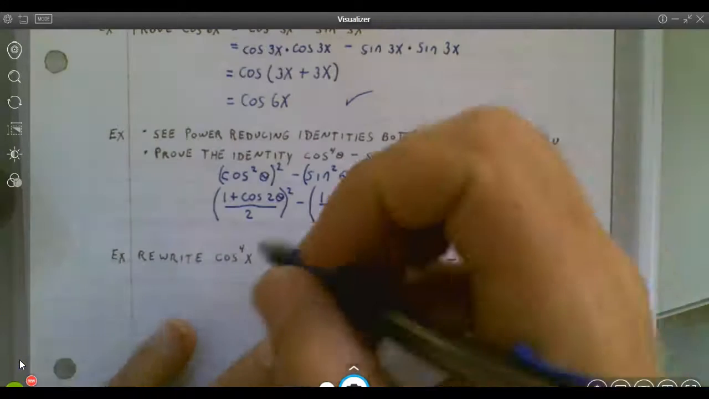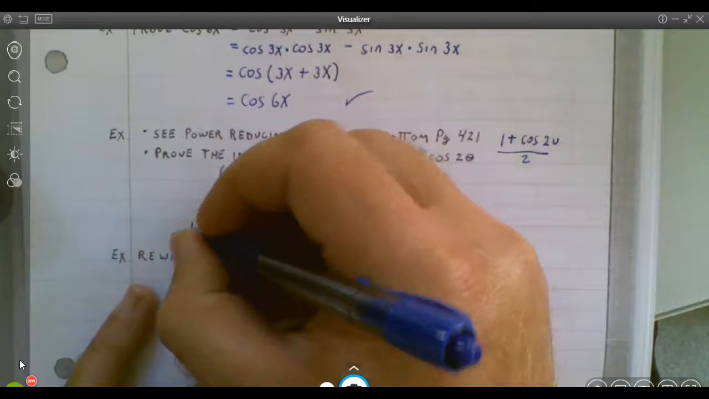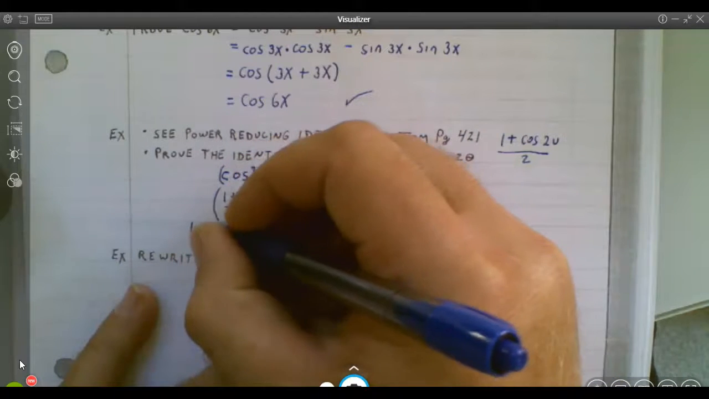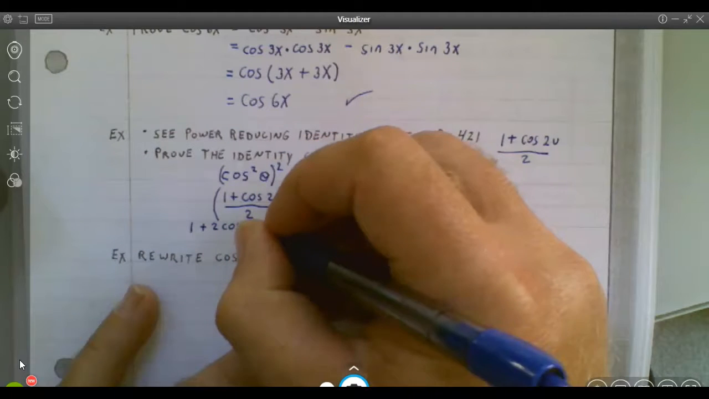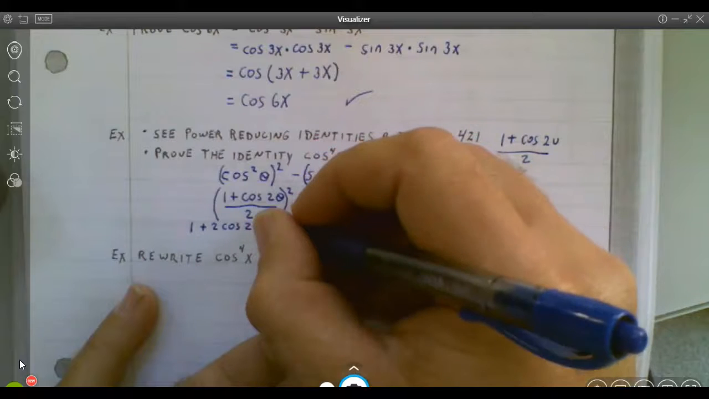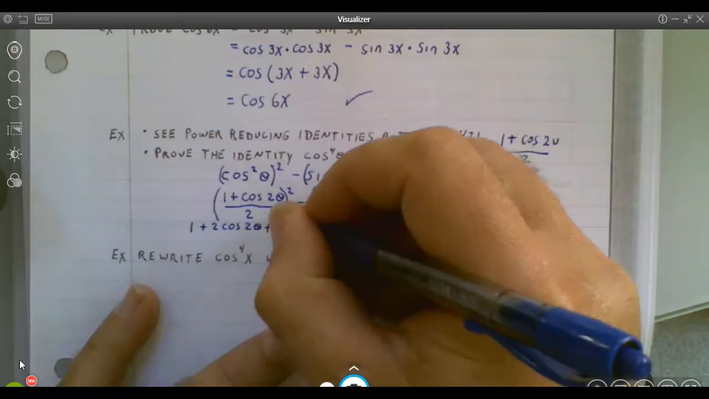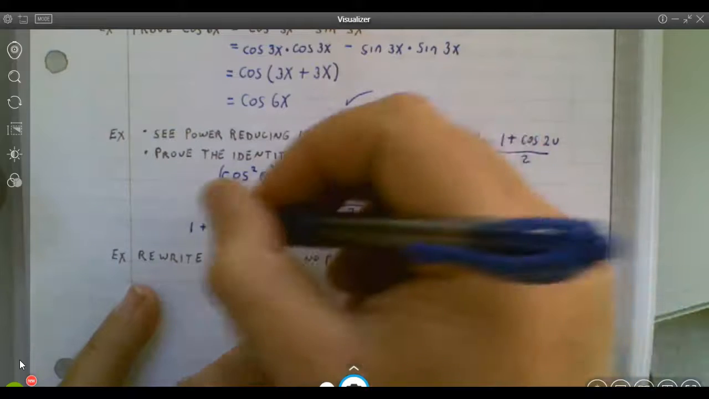I'm trying to squeeze in what little room I have right now, but if I FOIL the top, it's going to be, let's see, 1 plus 2 cosine 2 theta plus cosine squared 2 theta. All that's going to be over 4.